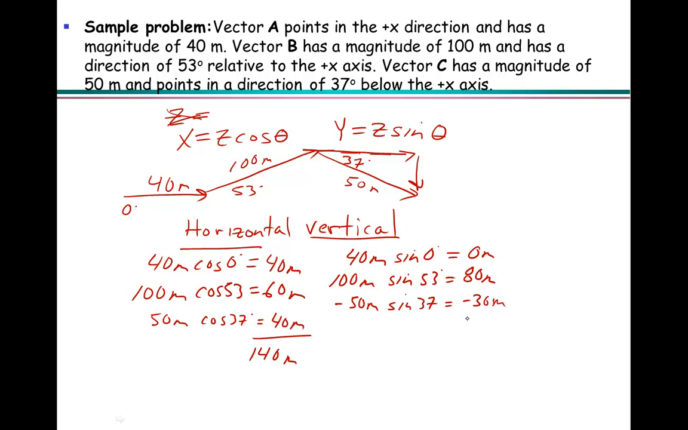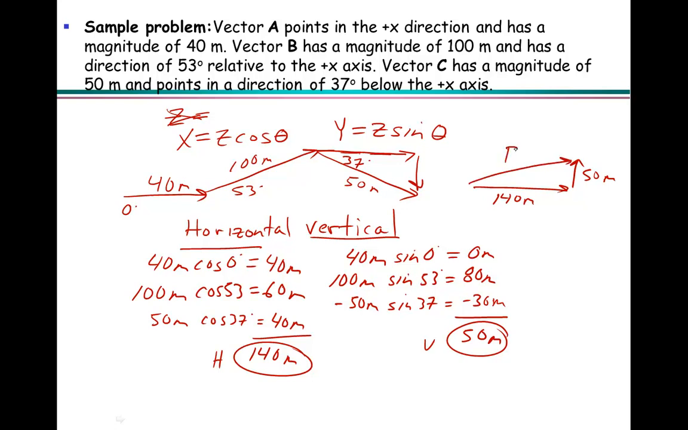If I add all these up, I get 50 meters. So there's my 50 meters in the vertical, and there's my 140 meters in the horizontal. Then I take these values and pretend I'm at the origin, and I go to the right 140 meters, because it's positive, and then I go upward 50 meters, because that's also positive, and I want to find this resultant vector right there.